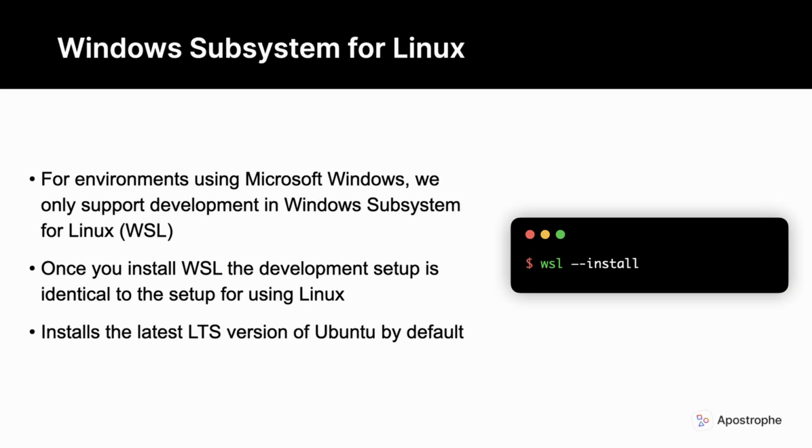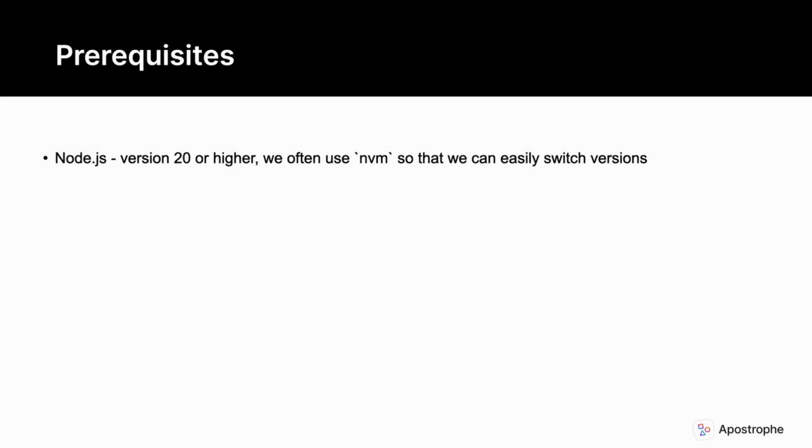Let's start with what you'll need. First off, very importantly, if you're developing using a Windows OS device, we require the use of Windows Subsystem for Linux, or WSL. This is required for complete compatibility with ApostropheCMS. No matter your device OS, you'll need to have Node.js installed.